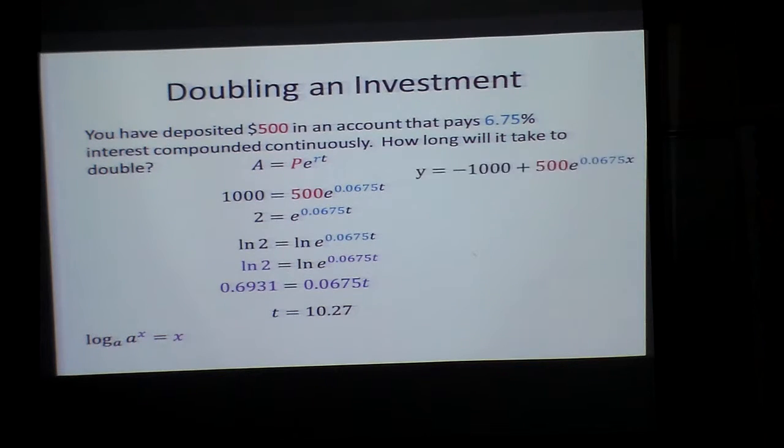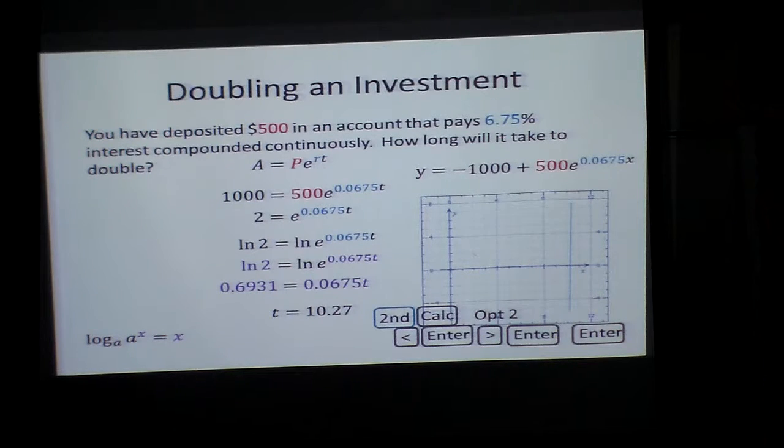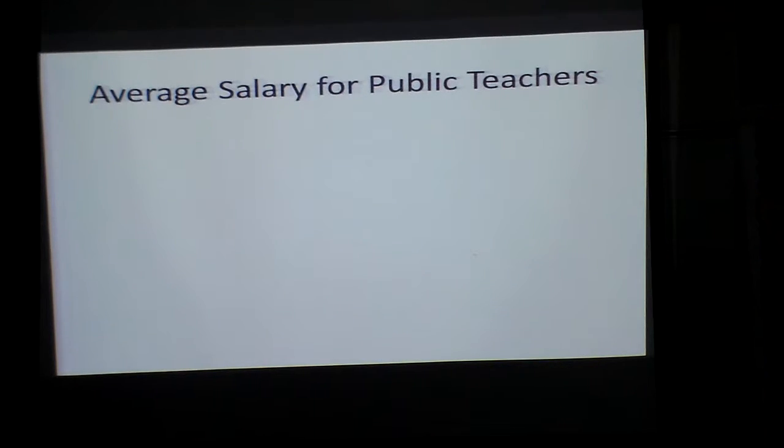Or you could go to your Y equals, type it in like that. You get a graph. Now I didn't put the whole thing in there because all I needed is where it crosses right there. Do that second, calculate, option 2. Got to be on this side, got to be on that side, enter, enter, and you still get the same answer.